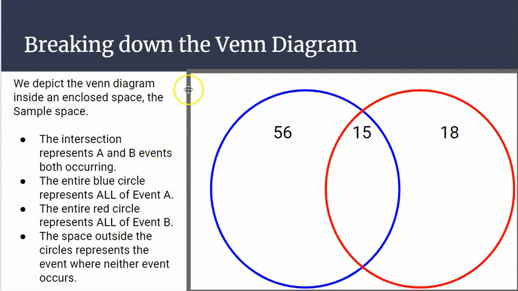All right, but remember, this top part is the sample space, and these all represent event types in our formula, our probability notation. So P(A and B) represents this intersection. P(A) is the whole blue circle. P(B) is the whole red. And then this space outside the circles, which is neither a Facebook user nor a Twitter user, represents an event where neither event occurs.